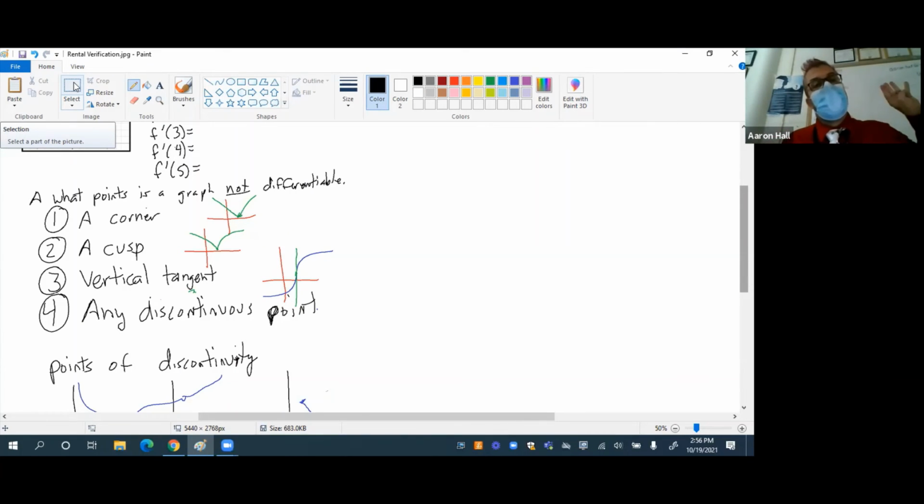Ellie, what are the 4 points that are not differentiable? Perfect. Yep, a corner, a cusp, a vertical tangent, and any point of discontinuity. You are absolutely correct. Emerson, what are the 4 points of discontinuity? Yep, infinite, removable, jump, and oscillating. You are absolutely correct. Nice.